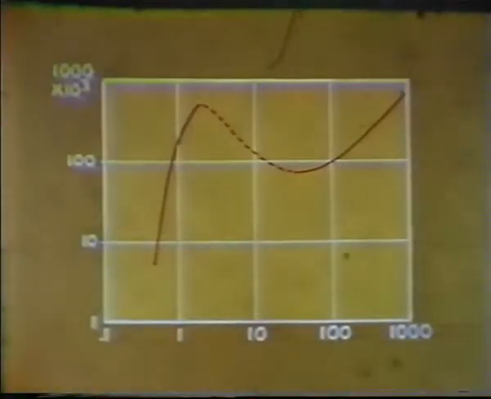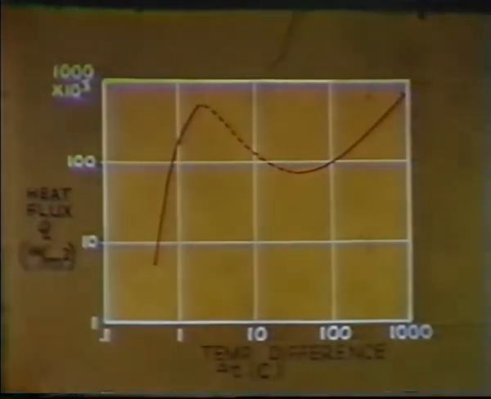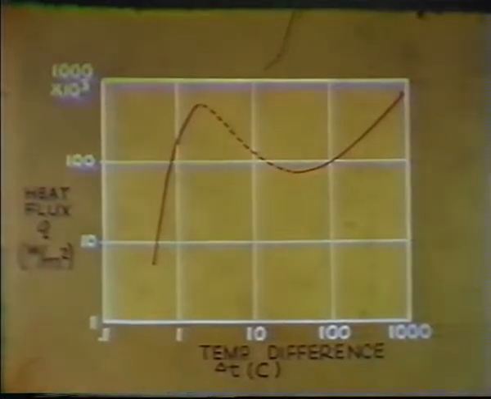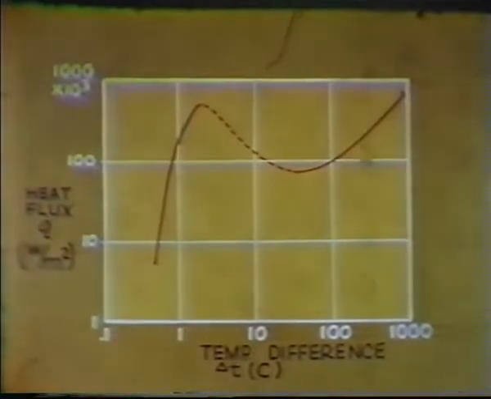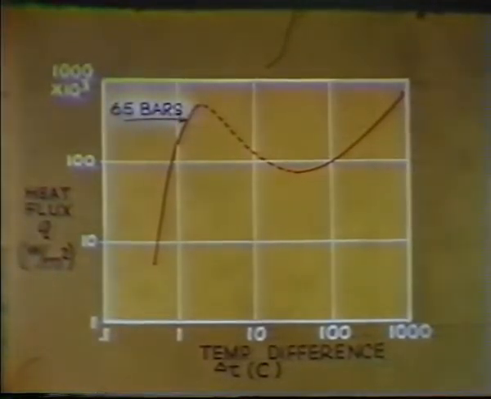The vertical scale represents the heat flux from the wire measured in watts per meter squared. On the horizontal axis, the temperature difference between the wire and the saturation temperature of the carbon dioxide is plotted in degrees Celsius. A logarithmic scale is used for both axes. The results of an experiment at a pressure of 65 bars are shown. This is well below the critical pressure of 73.8 bars.